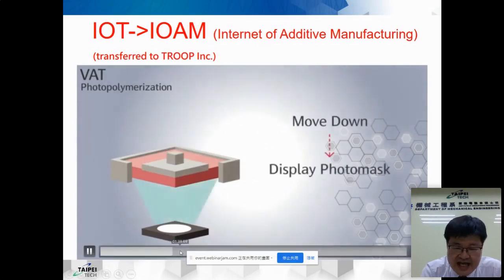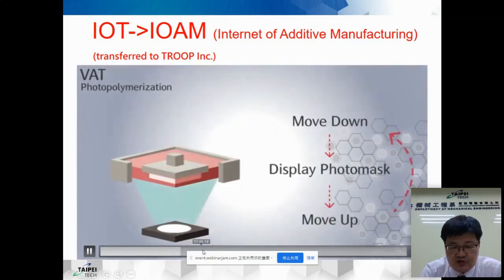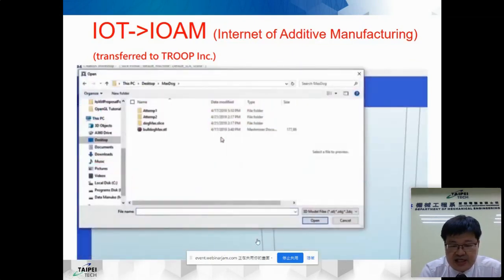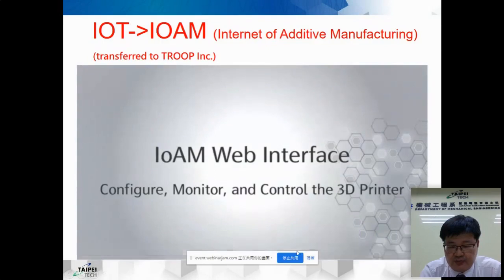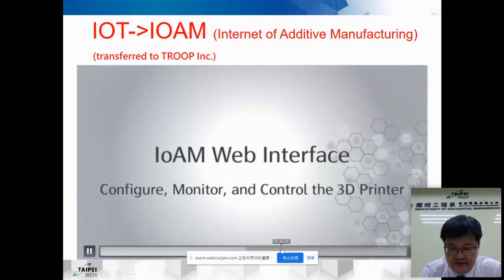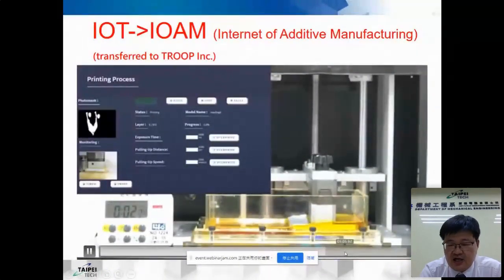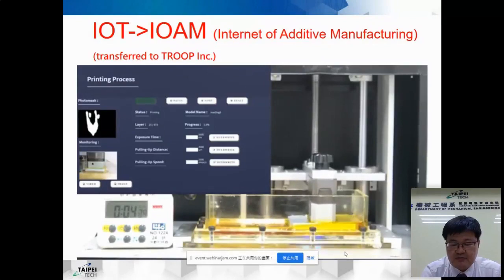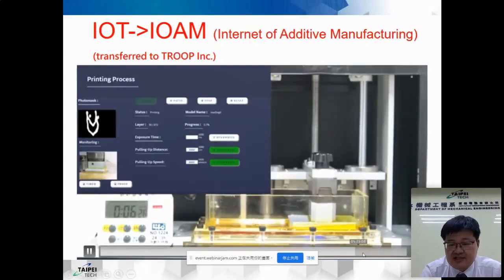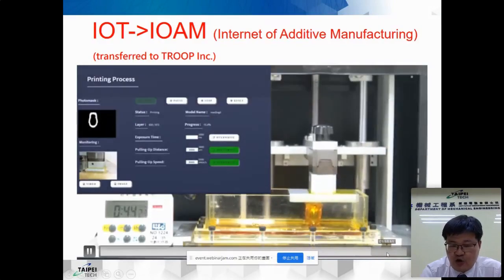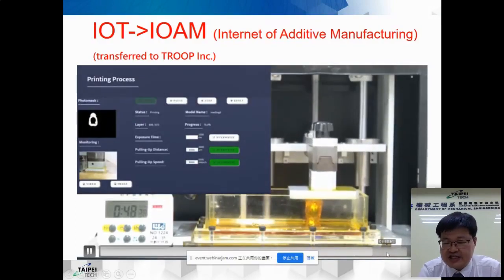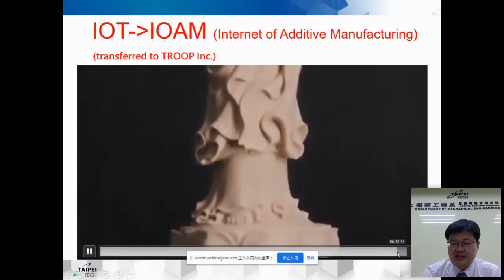Oh, because of the time, I will speed up. Okay, I'll just go through. And that's the process. That's our own machine, okay, we can print. We have our own web interface to control the machine, so everything can be controlled via the internet. So the machine can be in America, and we can print objects from Taiwan. So that's the idea. Through the internet, we can control all parameters of the process as well. Okay, that's the result.